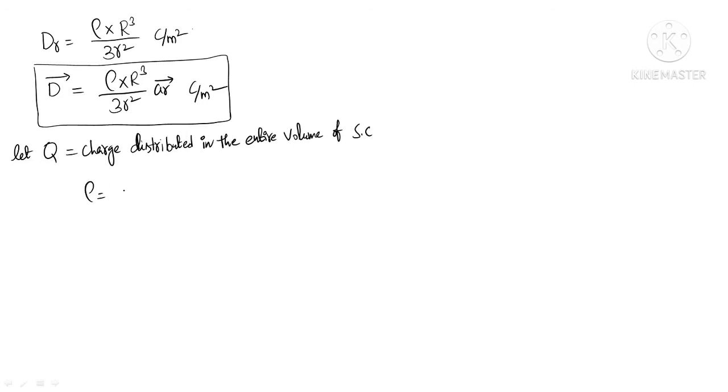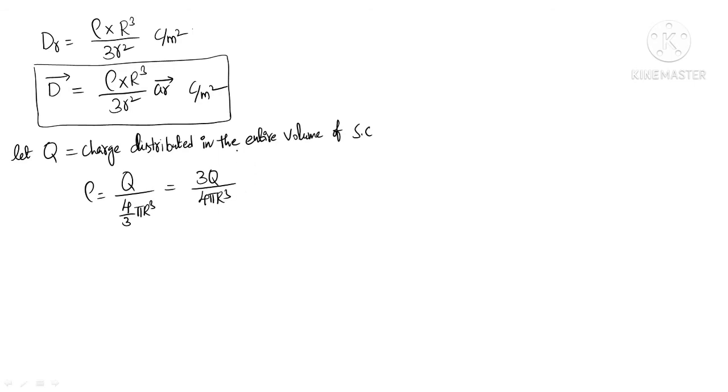Rho is actually charge per unit volume. So what is the charge now? It is Q divided by the volume. What is the volume? The volume is 4 by 3 pi capital R cube. Now you will get rho as 3Q by 4 pi R cube.